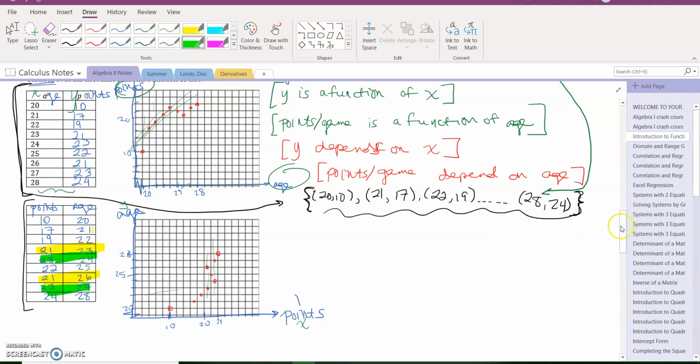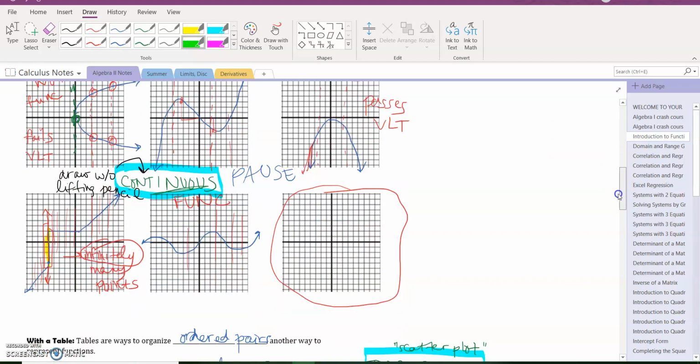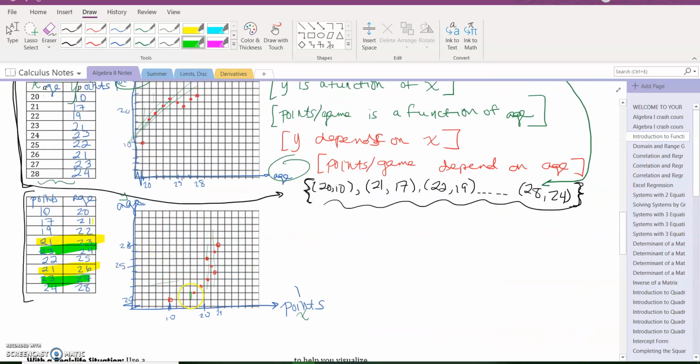That goes directly against the definition of a function, which is that every input is paired with exactly 1 output. So this input of 21 is going to 2 different outputs. 23 has 2 different outputs. So in this case, what you should notice is that this is the quick way to tell if a table is a function. Your X values cannot repeat.